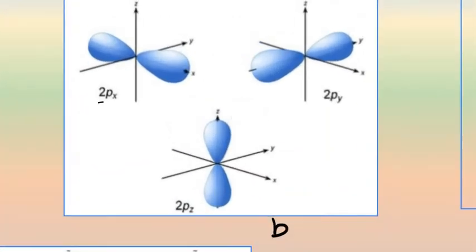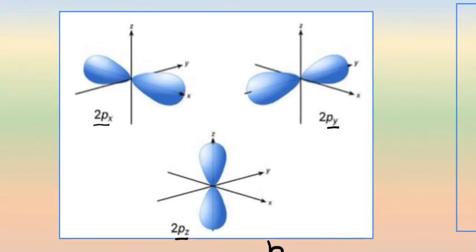One is along the x-axis, another along the y-axis, and the other along the z-axis, right? I hope you are able to see this. So one is along the x-axis, in the sense that the orbital is present on the x-axis.